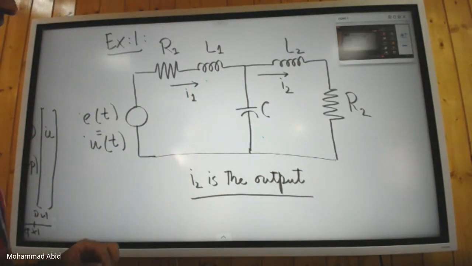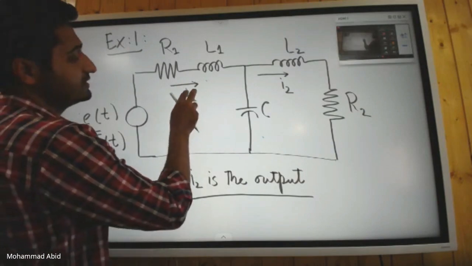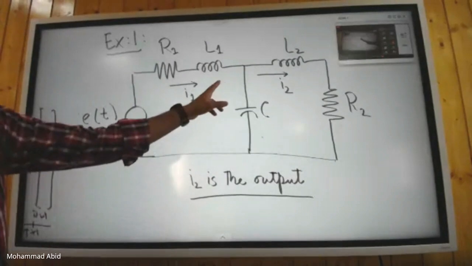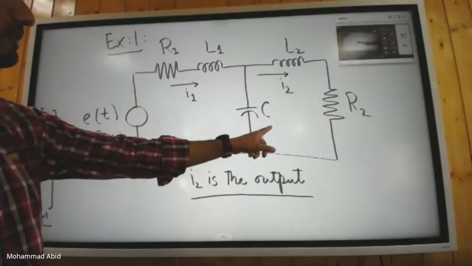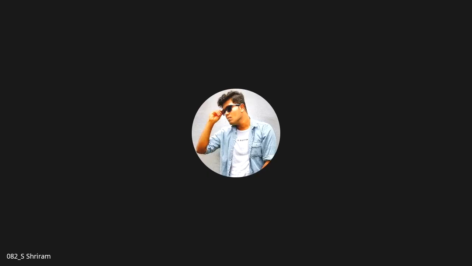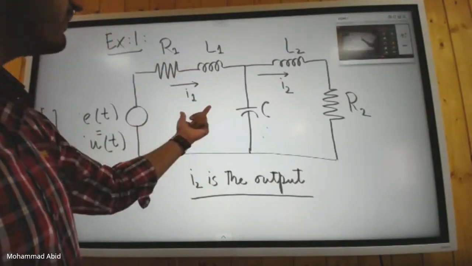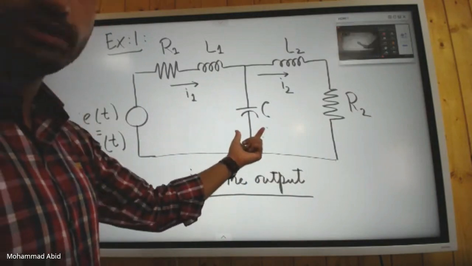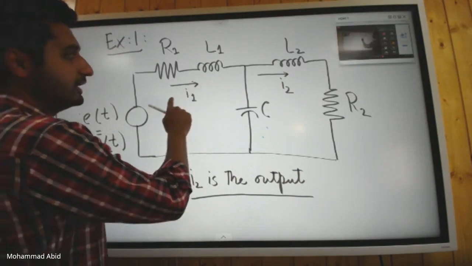So what you have to do is first label the states. What is the physical variable associated with the inductor? That's the current through the inductor. And what about the capacitor? That's the voltage across the capacitor. That's the dynamic variable that we have selected. For the inductor, the dynamic variable is the current through it, and for the capacitor, the dynamic variable is the voltage across the capacitor. So your first state variable will be the current through L1.